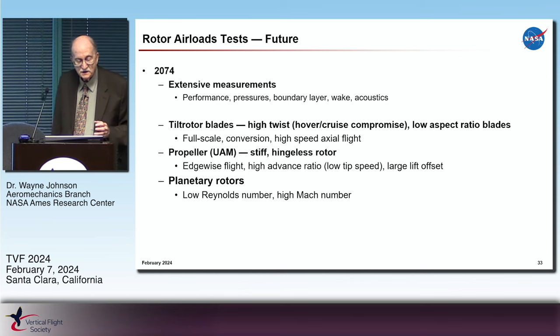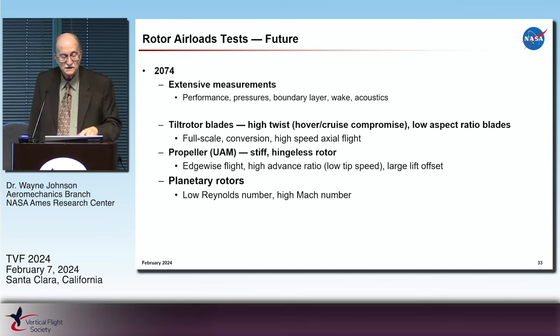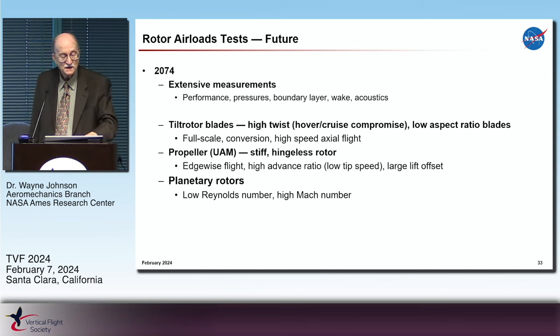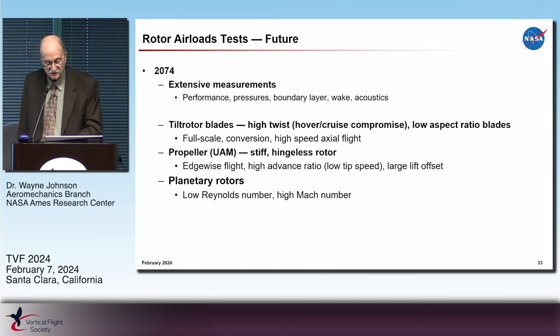The UAM world is liking propeller-like things, so very stiff rotors, hingeless rotors. But they're flying them in edgewise flight, going up to fairly high advance ratios because of the low tip speeds, large lift offset. So again, unique geometries and environment that will need data. And then planetary rotors, especially on Mars, the low Reynolds number, high Mach number domain. So all these new domains of aerodynamics and configuration and environments will continue to create a demand that we do test programs like we have been developing in the past.